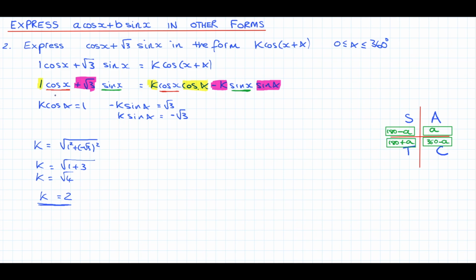Again, the next important thing is, where is the cosine? Here it is here, cos x and cos x. So I'm going to highlight the coefficient in yellow. K cos alpha is equal to 1. So I've written that down.